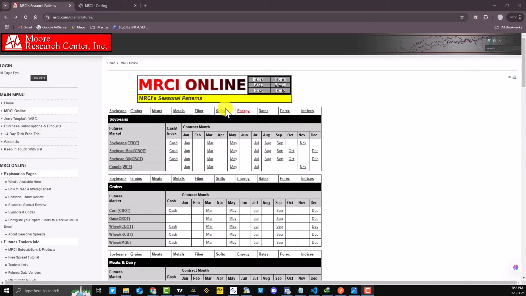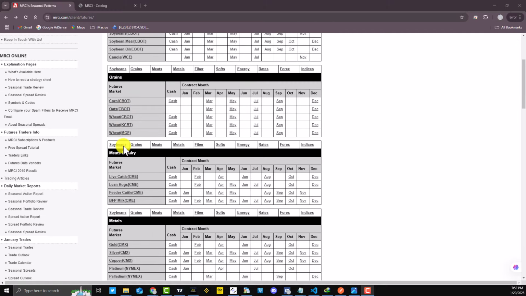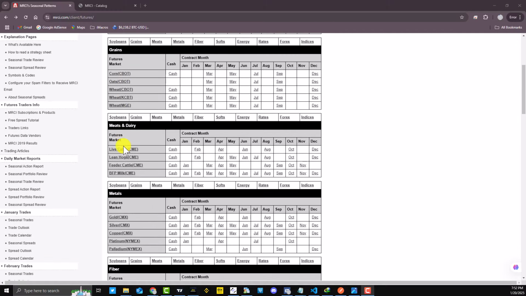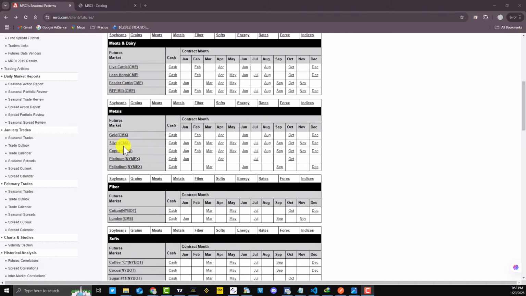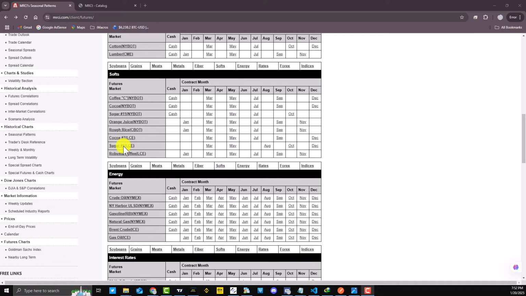These are the commodities you can have access to. Across all markets, you can have access to all these charts.